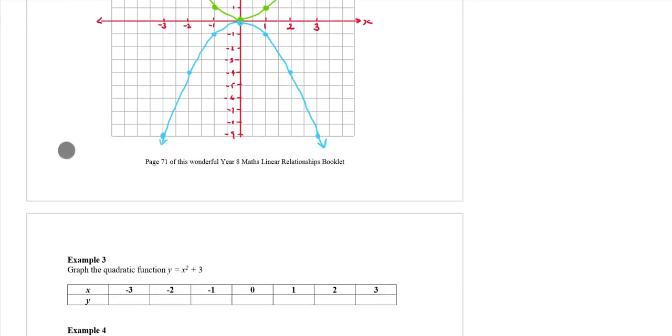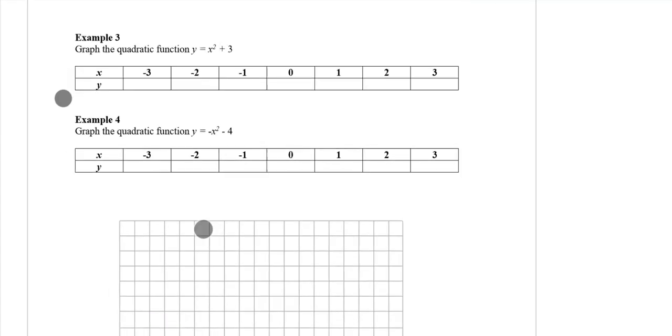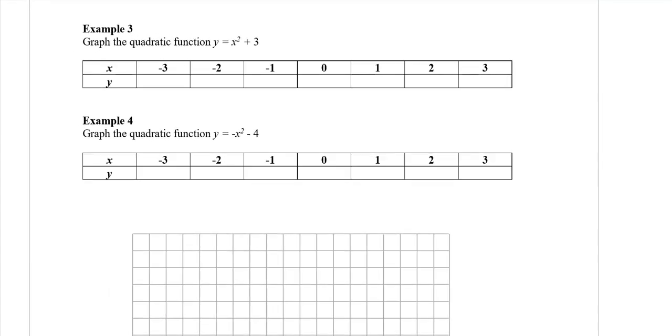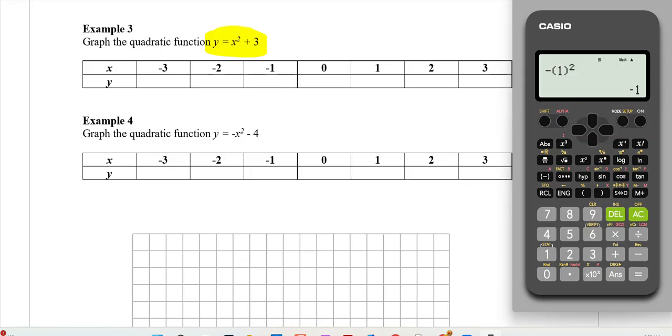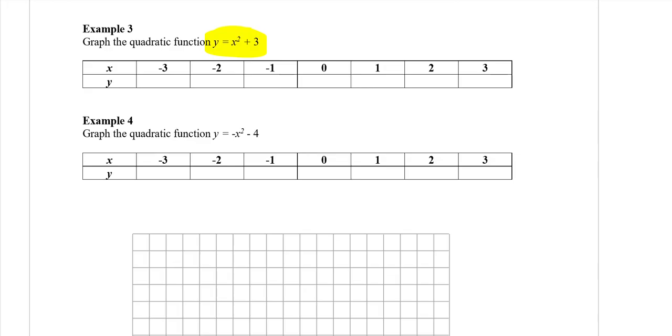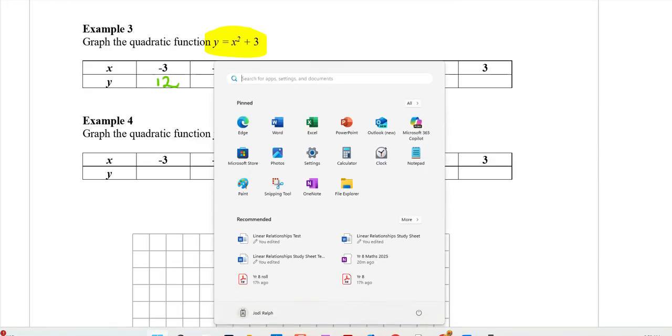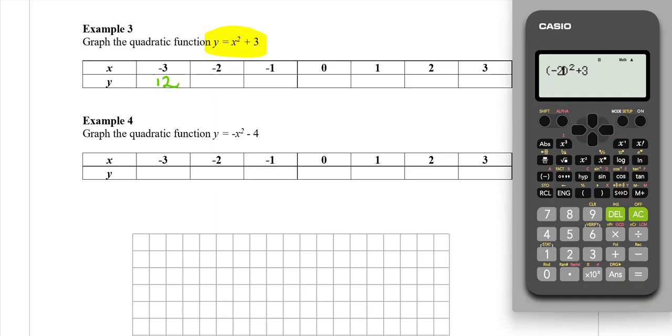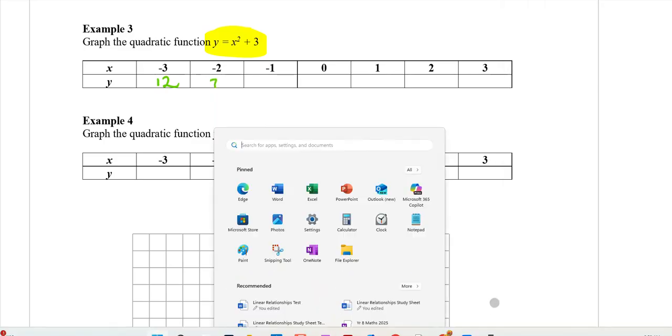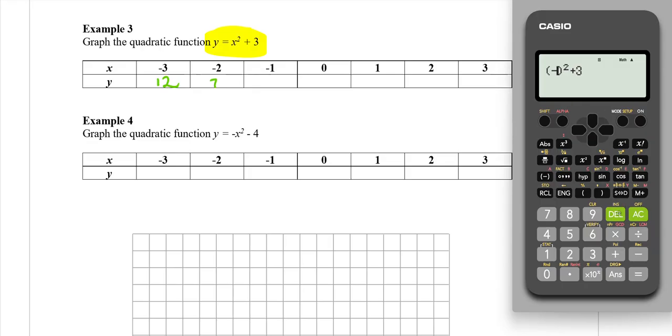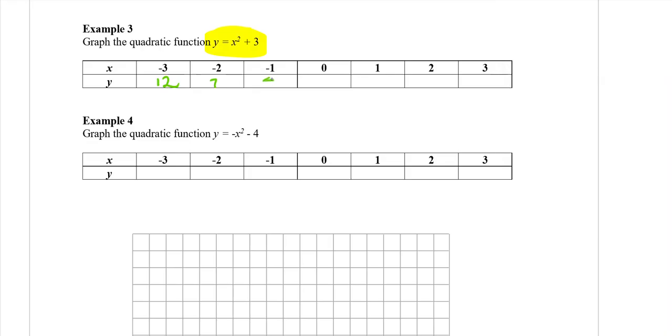Okay, so on the next page we have a couple more examples. Let's fill in these tables. So our equation, for example, 3 is y is equal to x squared plus 3. What does adding that number on the end do? So we're going to have a bracket so that we can put a negative 3 squared and then plus 3. So our first value is 12. Then we're going to change to be a negative 2 squared plus 3, so 7. Then we change to be a negative 1 squared plus 3, so that's 4.